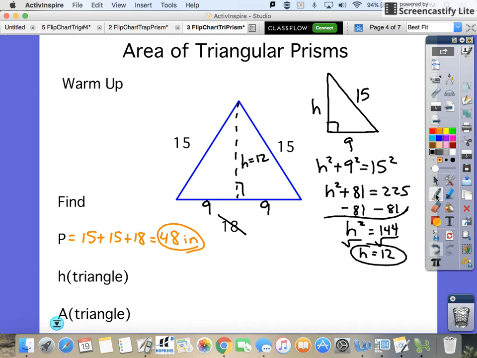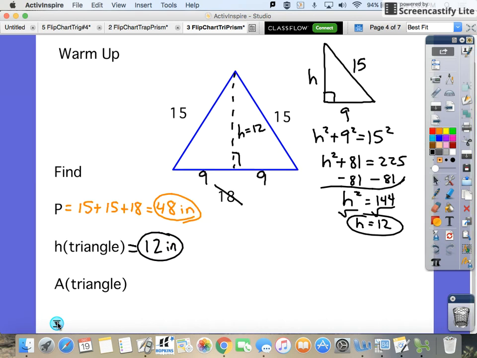Now we're going to go back to the original triangle in order to find the area. Oops, I forgot we did inches. So we have to go back to the original triangle, so don't get confused. Do not use this one. Go back to the original.